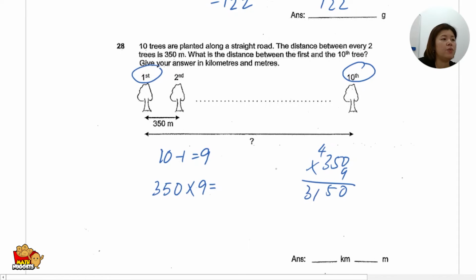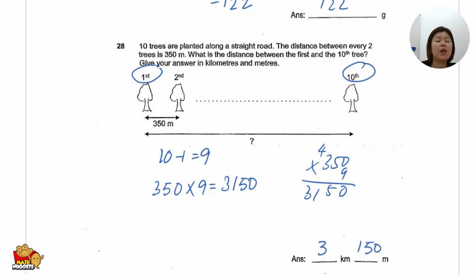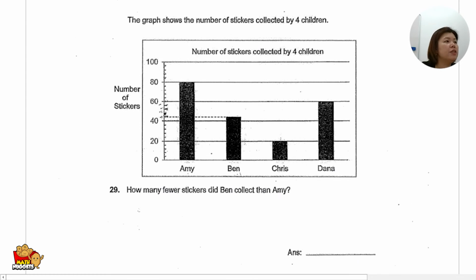27 plus 4, 31. 3150, which is 3 kilometer, 150 meter. Okay, let's move on to the next question. Okay, it's a graph, and it shows you the number of stickers collected by 4 children.